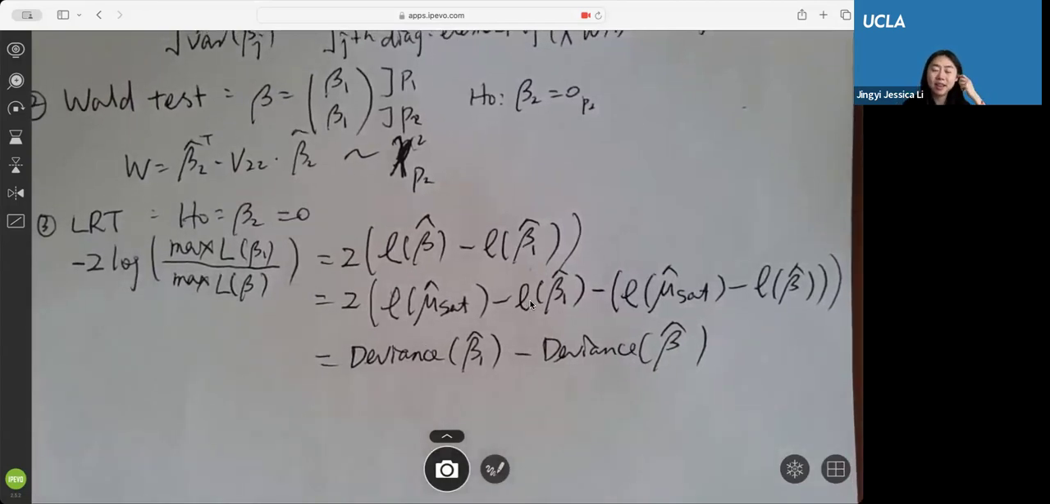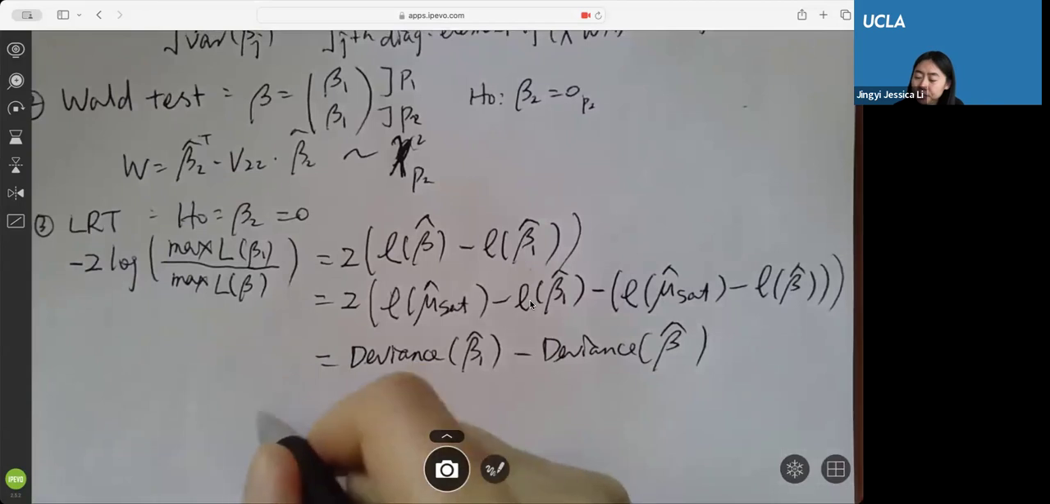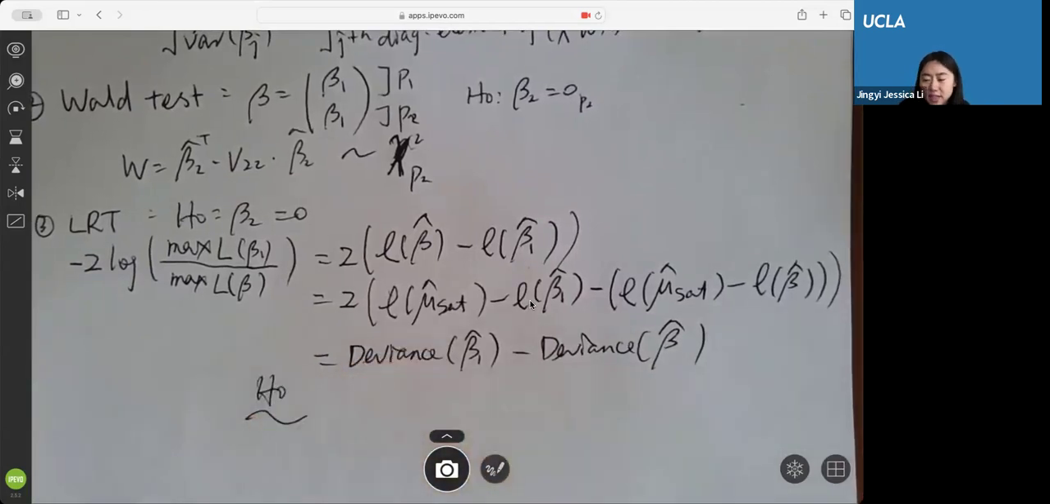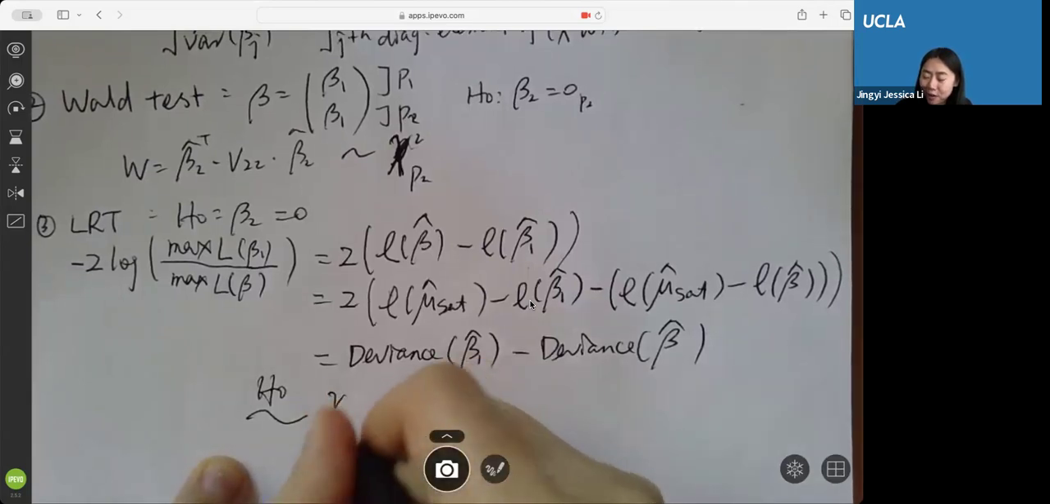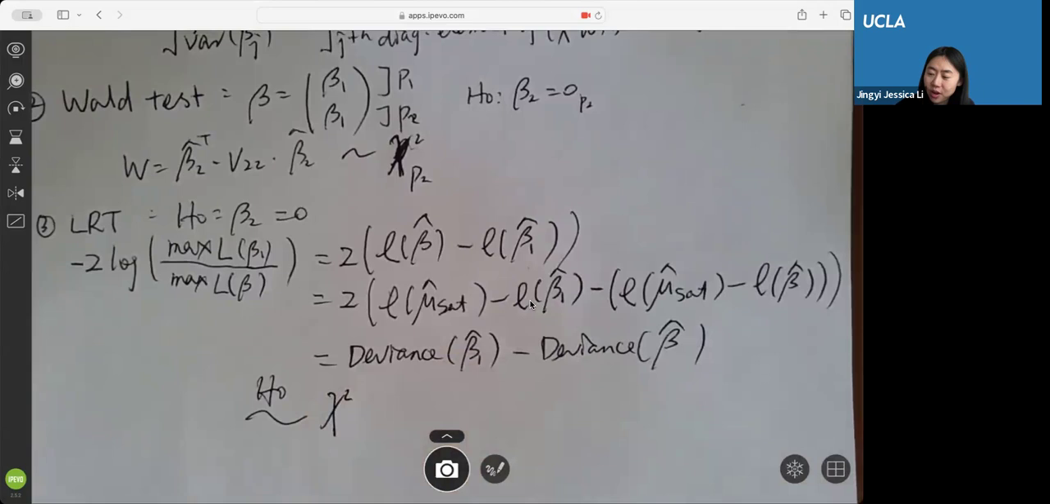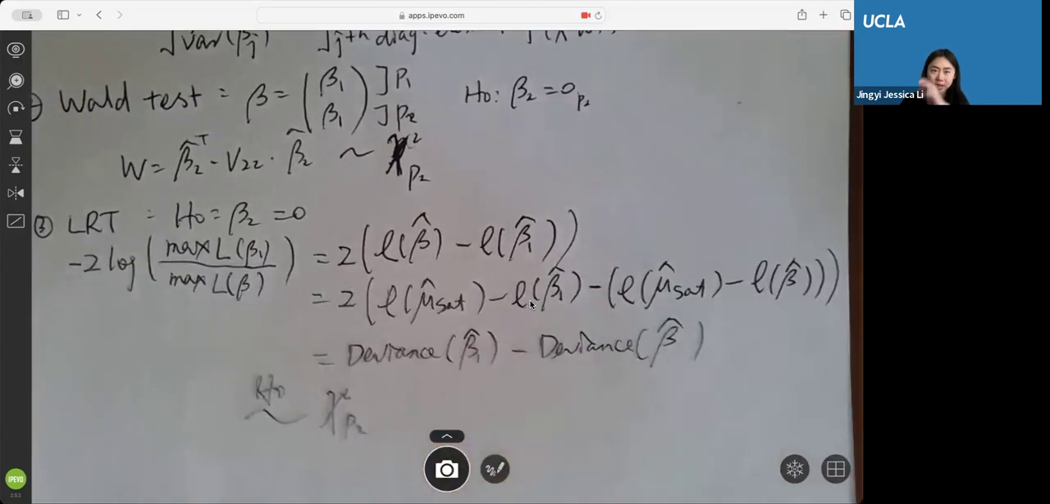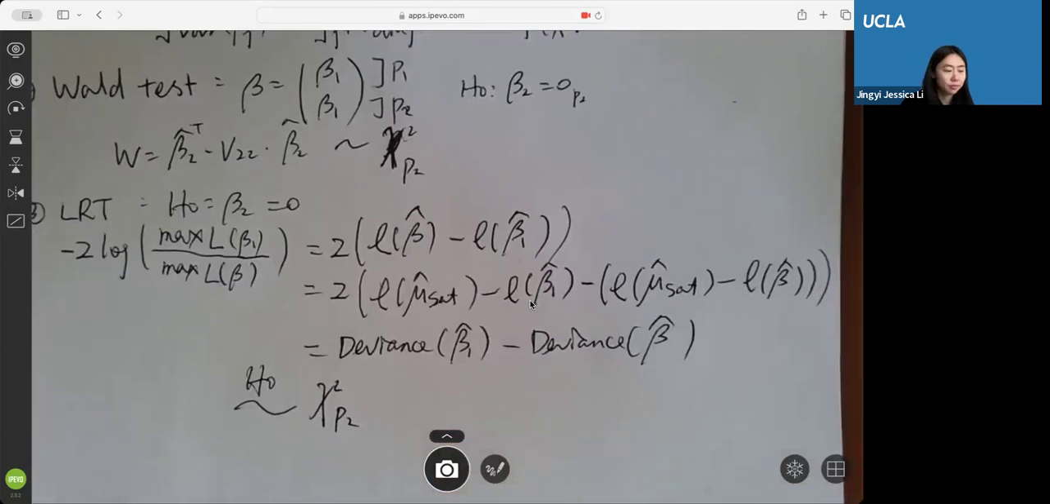And that's it. Under the null hypothesis that the two models are the same, that beta 2 is not useful and you don't need to include it, this statistic follows a chi-square distribution with degrees of freedom P2, because the models differ by P2 parameters. That's it.